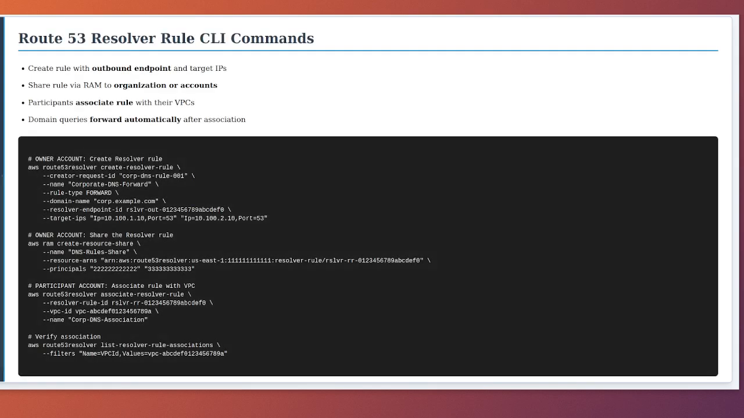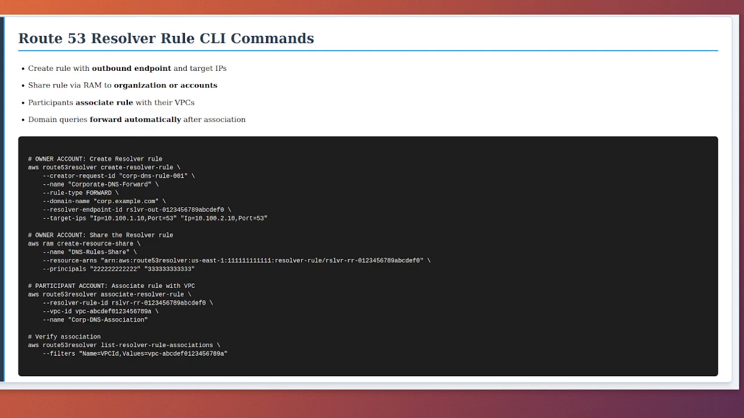Route 53 resolver rule CLI commands. Let me demonstrate how to create and share Route 53 resolver rules using the command line interface. This involves creating the rule, sharing it via RAM, and then associating it with VPCs in participant accounts. First, you create the resolver rule in the owner account using aws route53resolver create-resolver-rule.